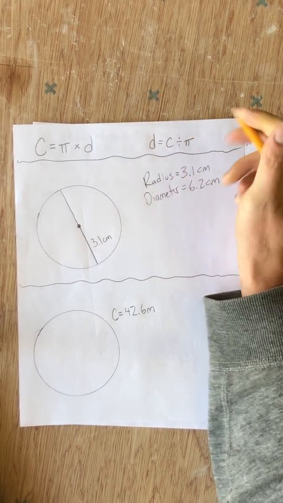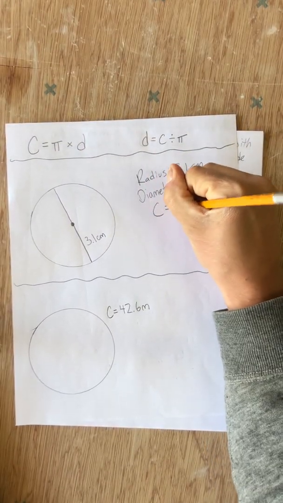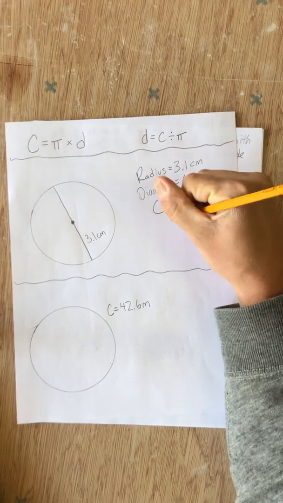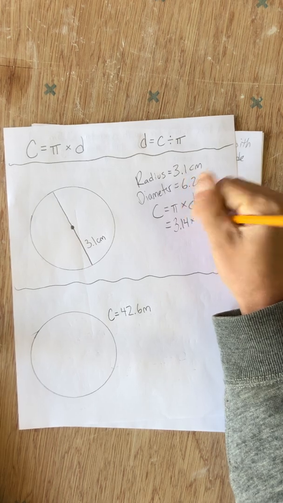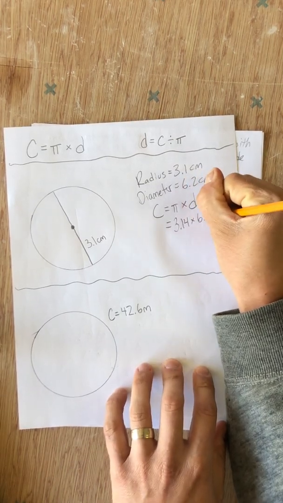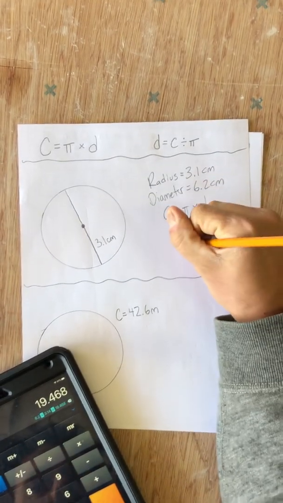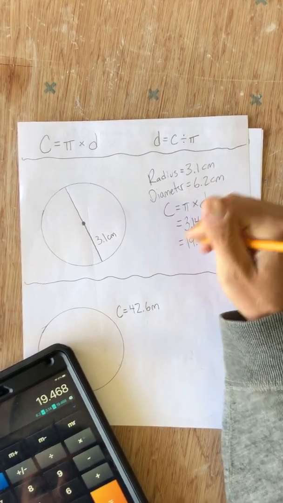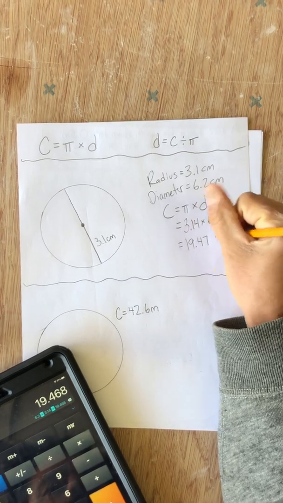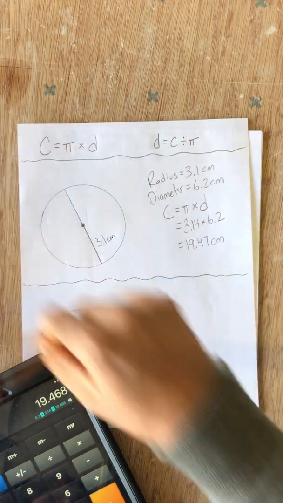Now that I have my diameter, my formula is here. Circumference equals pi times diameter. So to find the circumference, I do 3.14 times 6.2, and what I get is 19.468. I'll round the 6 up to 19.47 centimeters. Okay, so 19.47 centimeters around the outside.